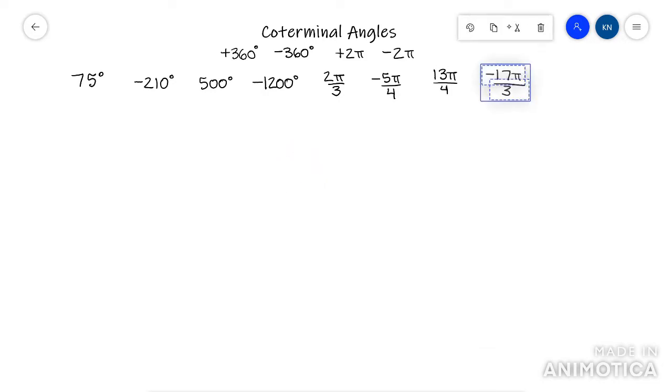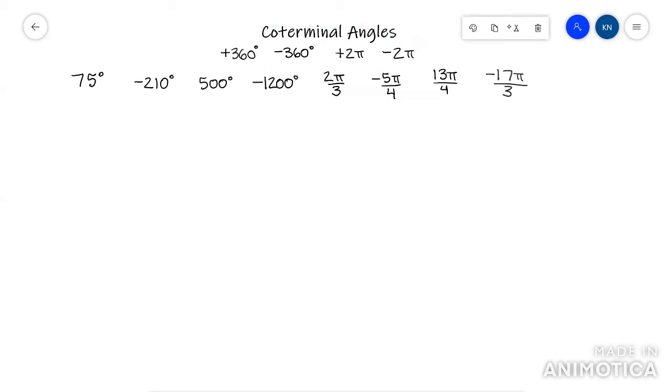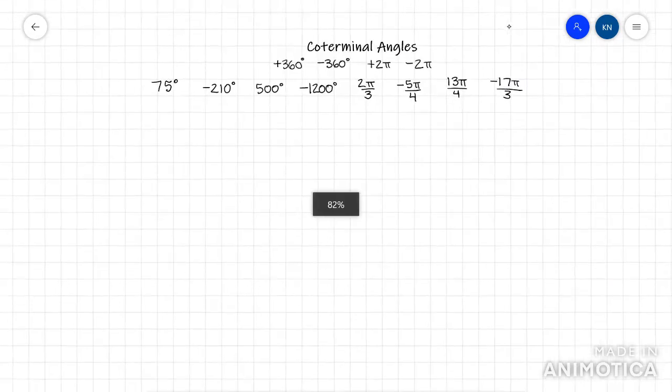Really all you need to remember for coterminal angles is you're just going to add 360 degrees, subtract 360 degrees, add 2 pi, or subtract 2 pi. Those are like your only options. So let's go ahead and get started.